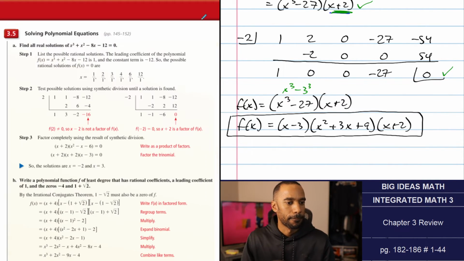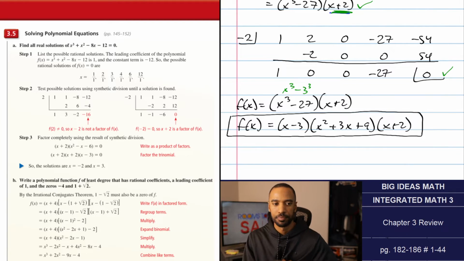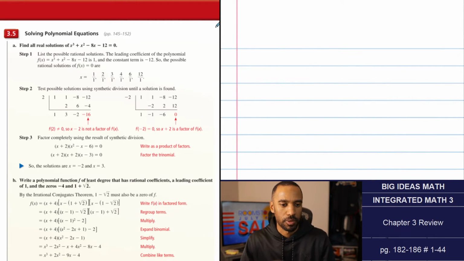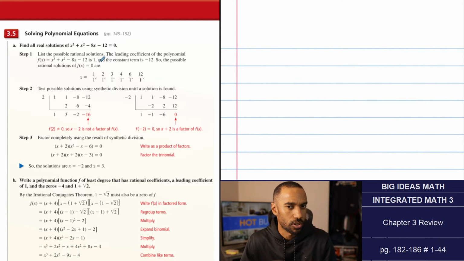Okay, let's move forward to section 3.5. On 3.5, we are solving polynomial equations. This gets a little bit deeper. A couple things involved, including a lot of synthetic division, still a lot of factoring.